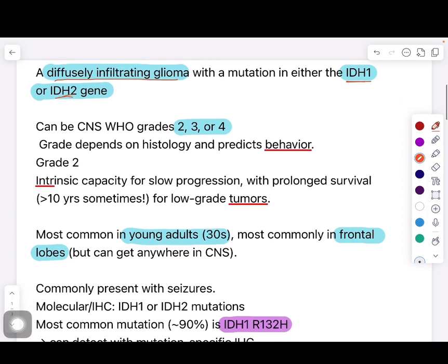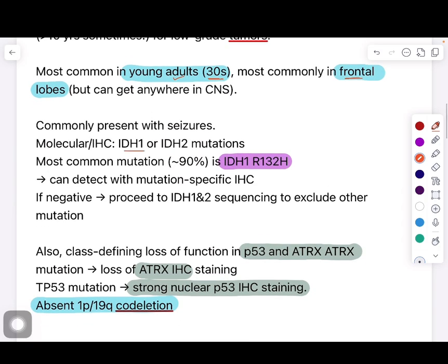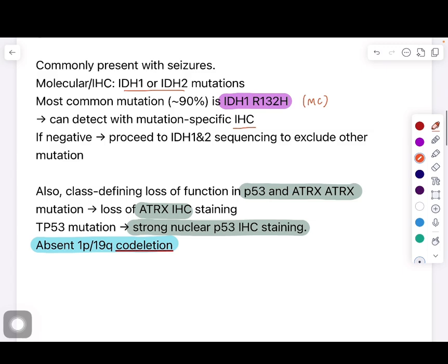Now, it can be graded as grade 2, 3, or 4, and this depends on histology and molecular features, especially to predict the behavior, that is the prognosis. Then it is most commonly seen in young adults around their 30s, and the common location is the frontal lobe. And the mutation is IDH1 and IDH2, as I have already mentioned. But the most common one is IDH1 R132H, which is detected by IHC. Other associated mutations are P53 and ATRX.